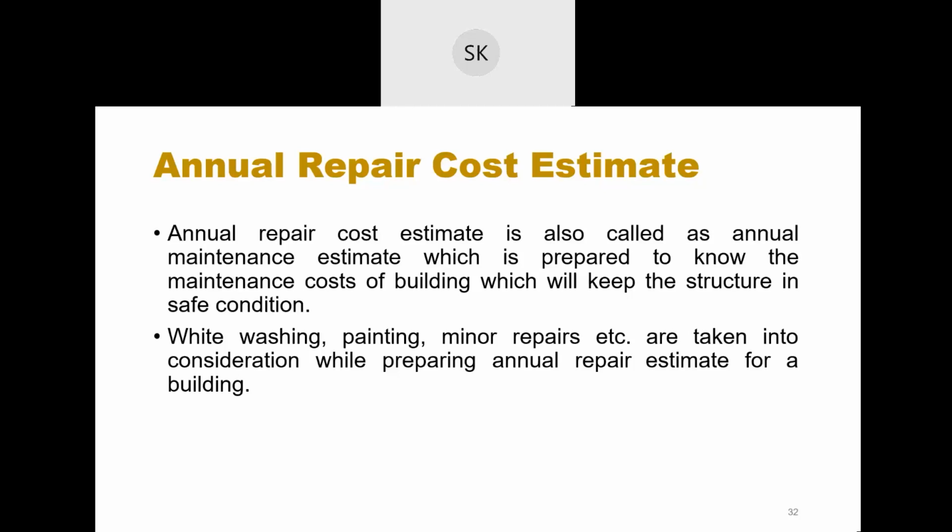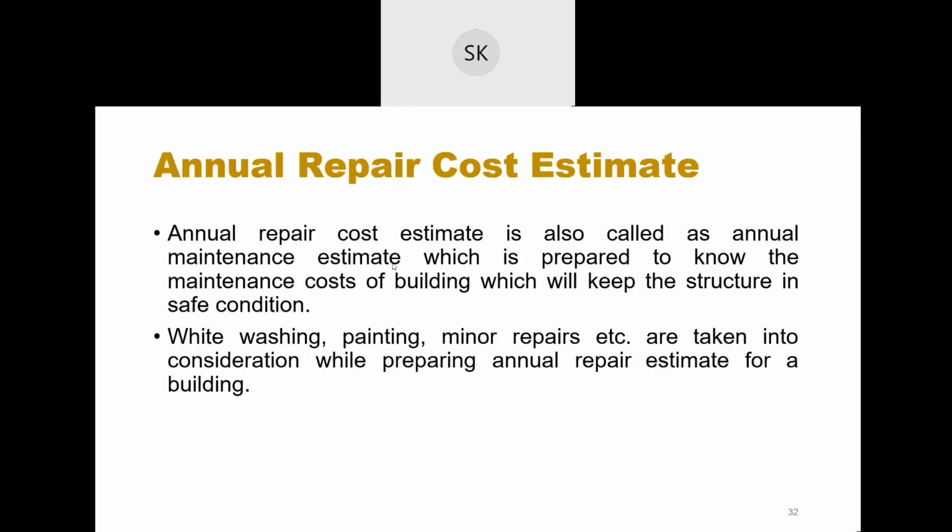Suppose in the first year I have done the maintenance and this was the estimate. In the third year I have done the maintenance and this was the bill. So yearly for the 5 years or 6 years, it depends on their terms, you have to make an estimate of maintenance of the building, maintenance of the road. So for that you make an estimate which is called the annual repair cost estimate.